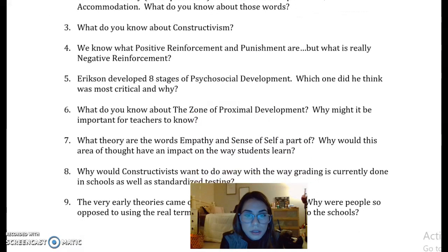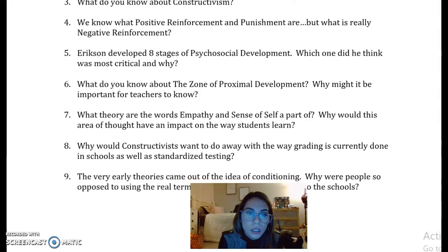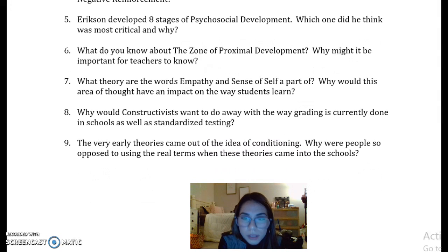Erikson developed 8 stages of psychosocial development. Which one did he think was most critical and why? The most critical one was the first stage, trust versus mistrust, from infancy to 2 years old, because that sets the tone for the rest of the stages. Depending on the type of care and attention they receive, it develops whether they're able to trust people, and then that falls into place with the other stages.